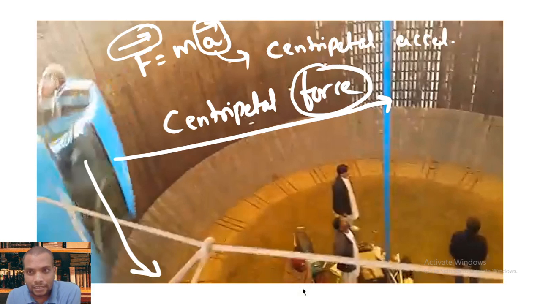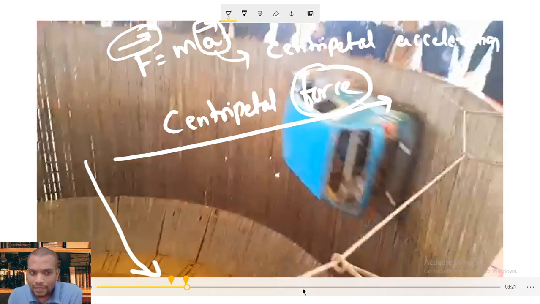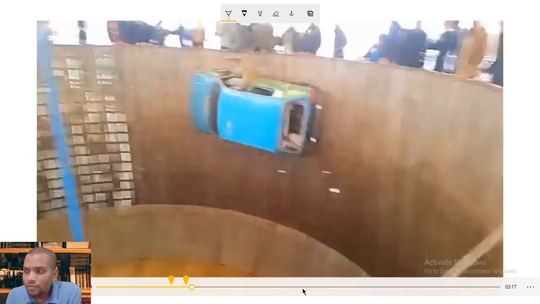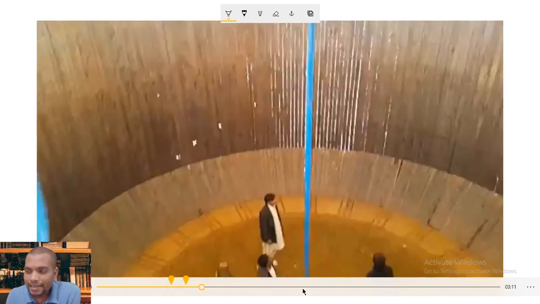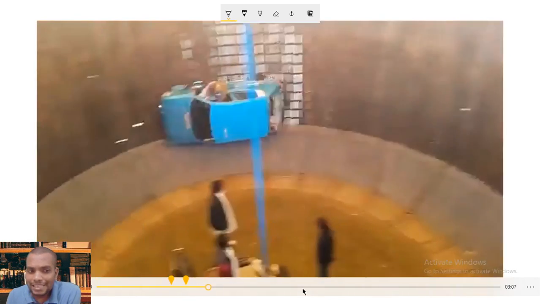Centripetal acceleration. So if you can define centripetal acceleration like this, a body undergoing uniform circular motion is acted upon by an acceleration which is directed along the radius towards the center.